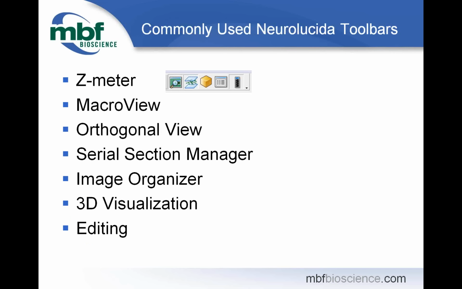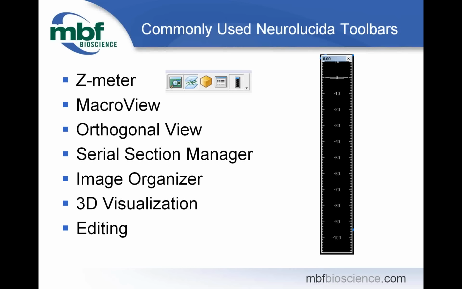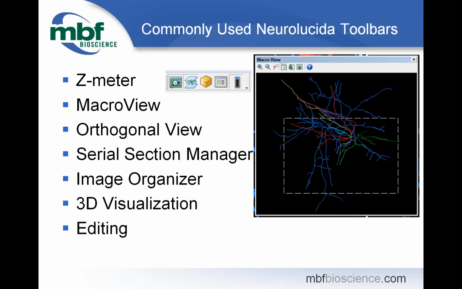There are a number of toolbars that Neurolucida has available too, so you can dock these or put them on your second monitor, which I recommend so that you have a very large user space for tracing. But the Z meter allows you to see where you are in that section. As you focus up and down, it gives you a reading. The macro view allows you to see where you are relative to everywhere else in the data file. So this white dotted line here defines what is visible on your tracing window.